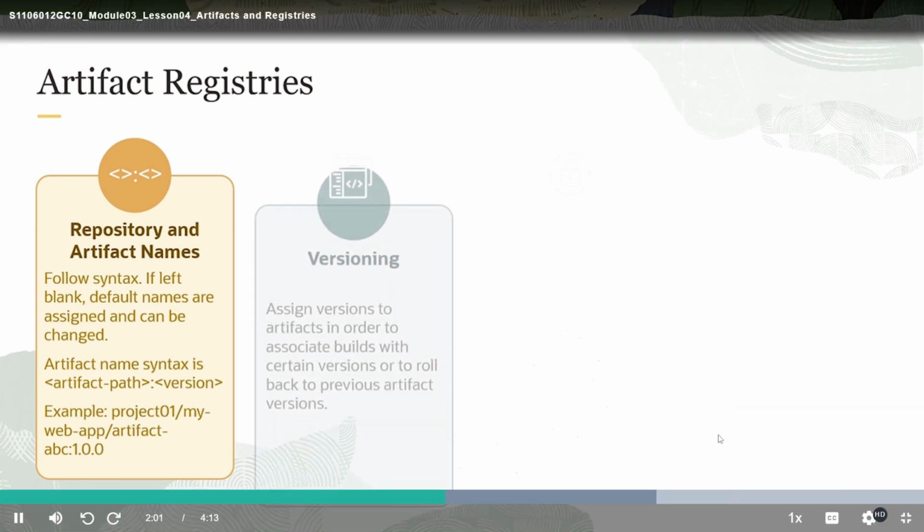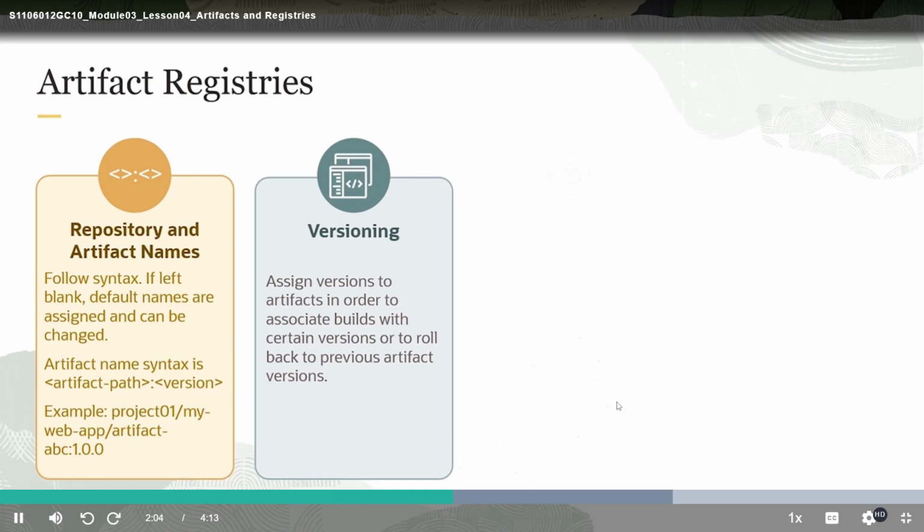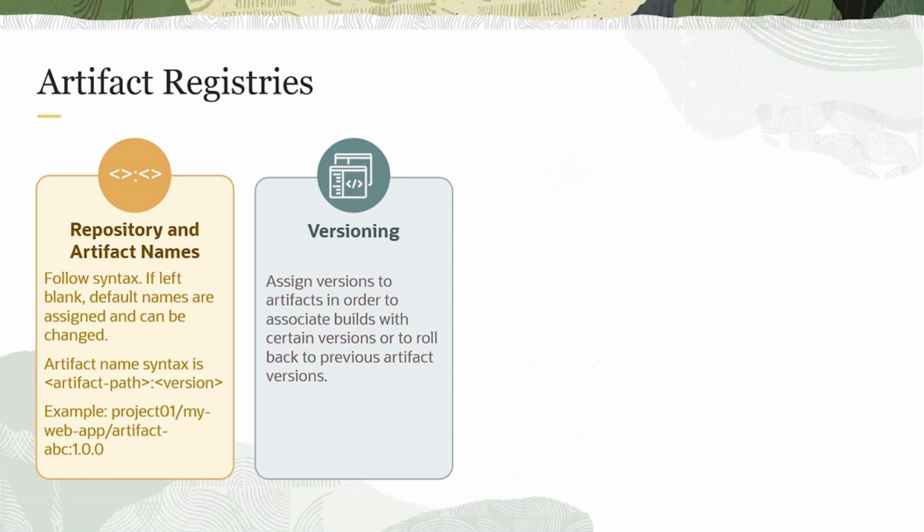Versioning. Because of incremental updates to artifacts, you can assign versions to artifacts. This way, you can associate builds with artifact versions and roll back to previous versions when required.